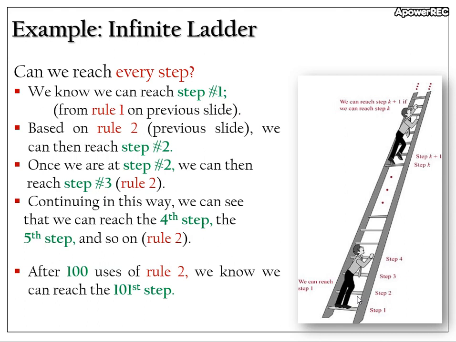For example, once we are at step number 2, rule number 2 allows us to go to step number 3. And once we have reached step number 3, we can go to step number 4 and so on until we reach step number 100, from which we can proceed to step number 101, and so on. For any given step, we have to start from 1 by using rule number 1, and then we apply rule number 2 until we reach that given step.